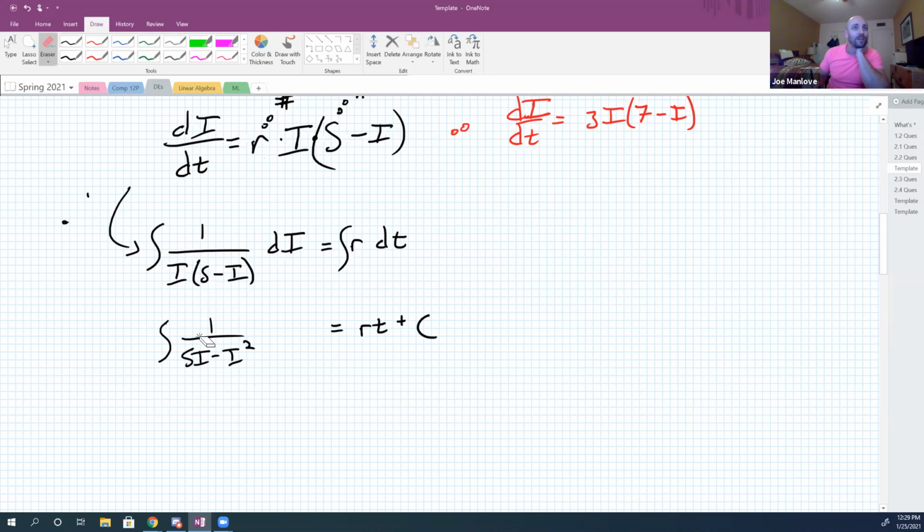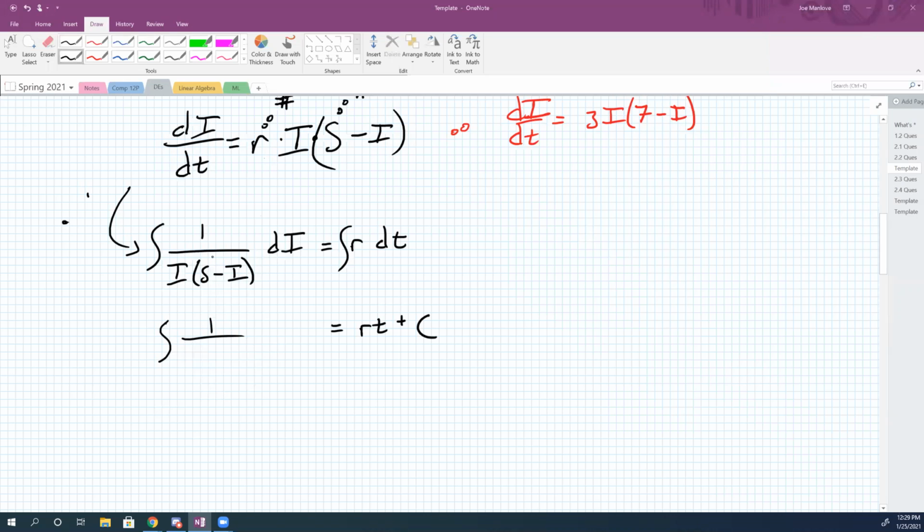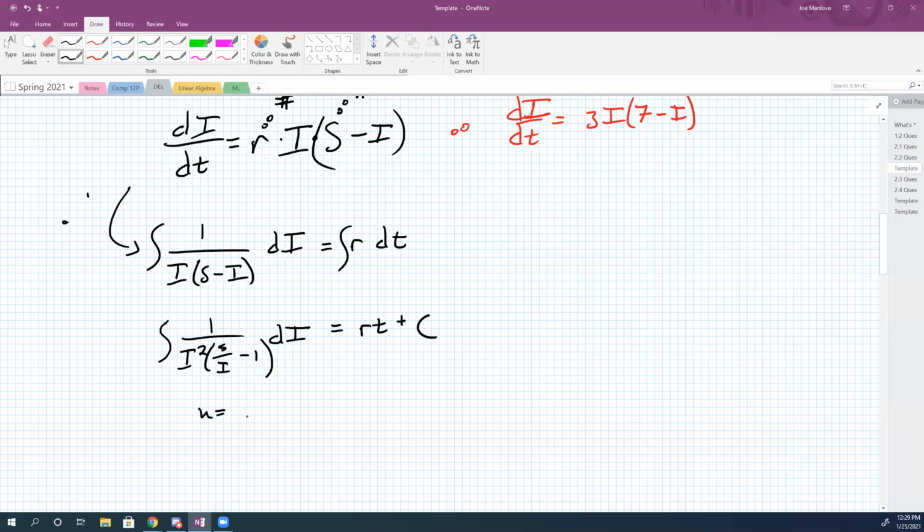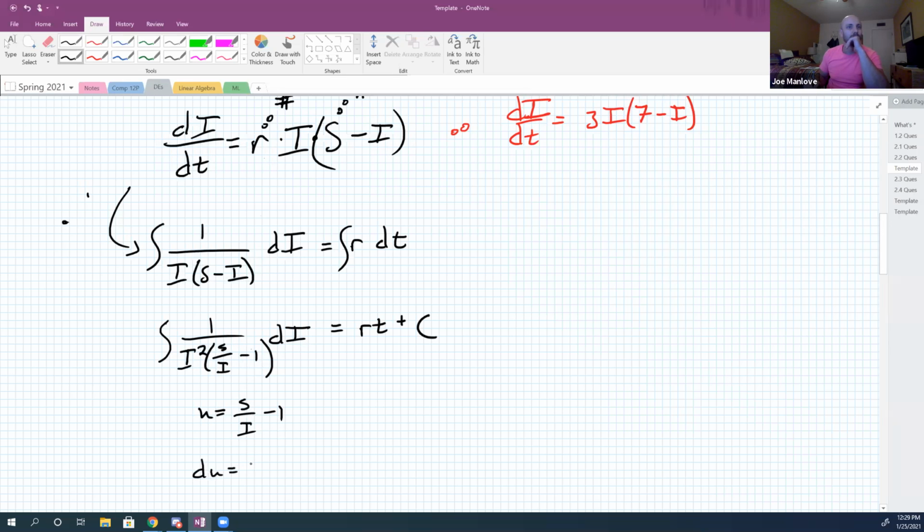So I need to factor an I out of that thing? Yeah. So I should have I squared times S over I minus 1? Yep. And then you could do U sub. Okay, so then I let U be this thing? Yep. S over I minus 1, and then du is negative S over I squared. Okay. And then your constant. That's a di.